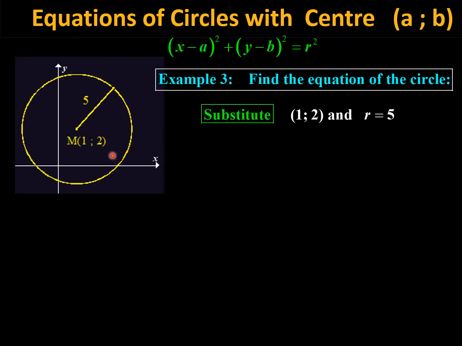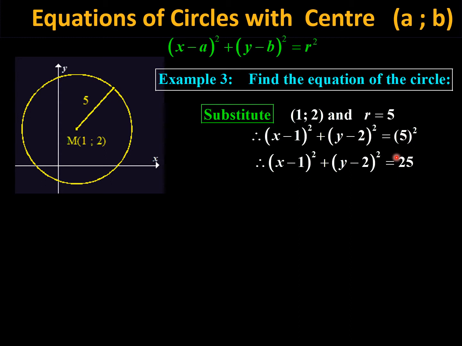So you see there's a plus 1, so this becomes x minus 1. There's a plus 2, so that becomes (y - 2) squared. And then we put in 5, and 5 squared we don't leave as 5 squared, we write it as 25. So it's very straightforward. Just put the center's coordinates in there and the radius measurement.